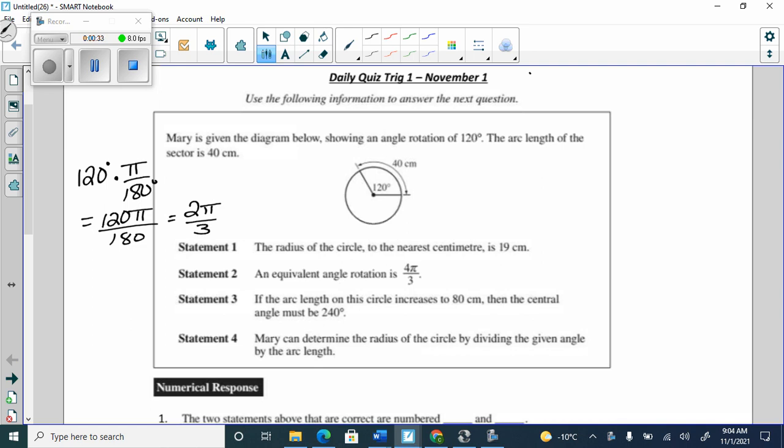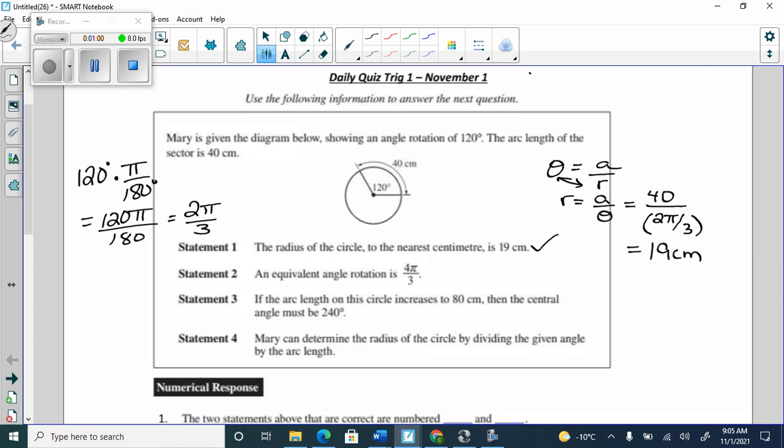So it says the radius of the circle to the nearest centimeter is 19. So we would have to find the radius first. So if theta equals A over R, these would swap out. R would equal A over theta. So it's A, which is 40, over theta, which is 2 pi over 3, not 120. And what do you get? 19. So is that true? Yeah.